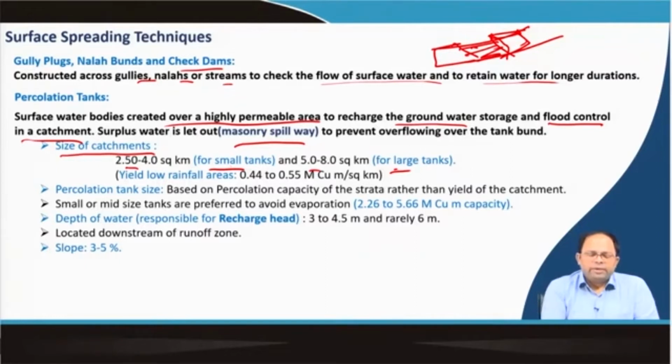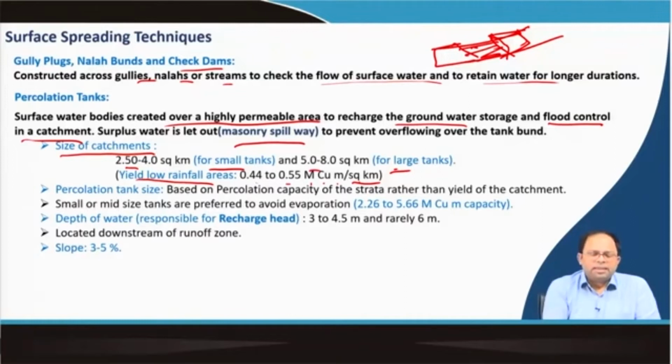So, we can take approximate yield values of rainfall for particular areas, as 0.44 to 0.55 million cubic meters of rainfall per square kilometer. That is the quantity, in million cubic meters, of rainfall per square kilometer that needs to be stored in a percolation tank.